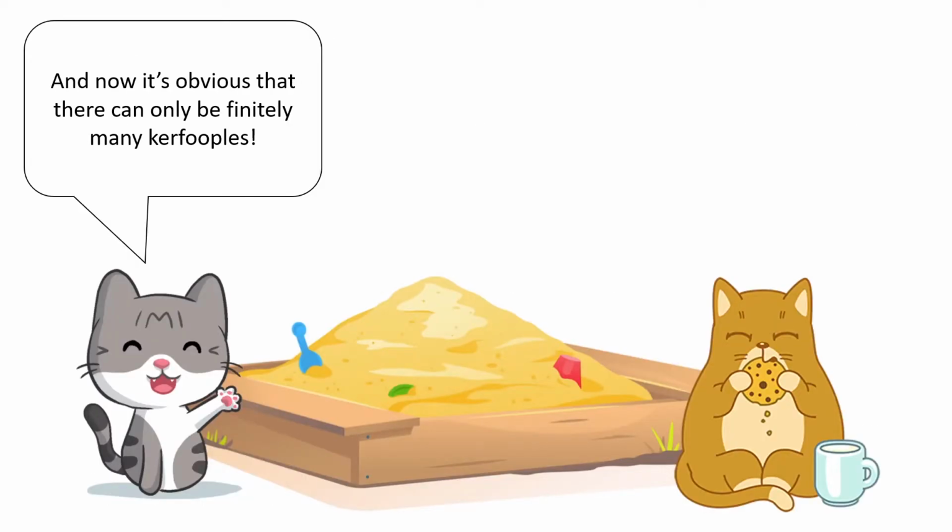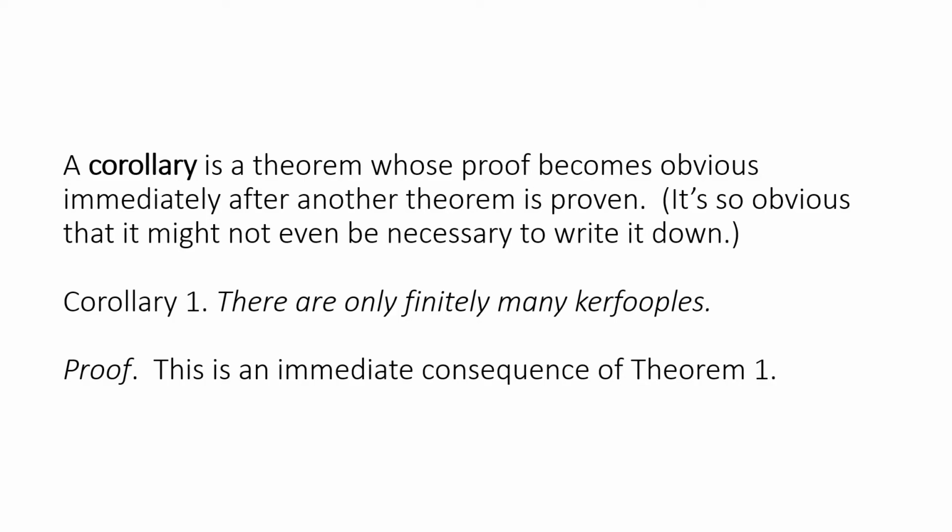Right, so once you realize that there can only be 9 digits at most in a Curfupal, it actually becomes pretty obvious that there's only finitely many of these Curfupals, because like I was saying before, there's only finitely many integers that have 9 or fewer digits. Okay, so this brings us to a corollary. A corollary is a theorem whose proof becomes obvious immediately after another theorem is proven. So in this case, right after we prove theorem 1, it really becomes obvious that there's only finitely many Curfupals.